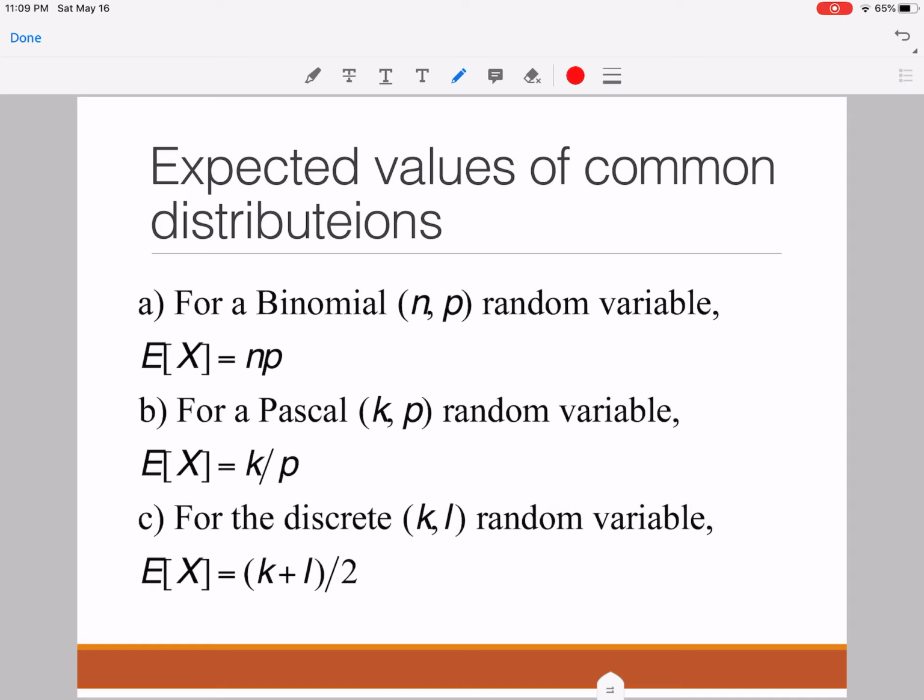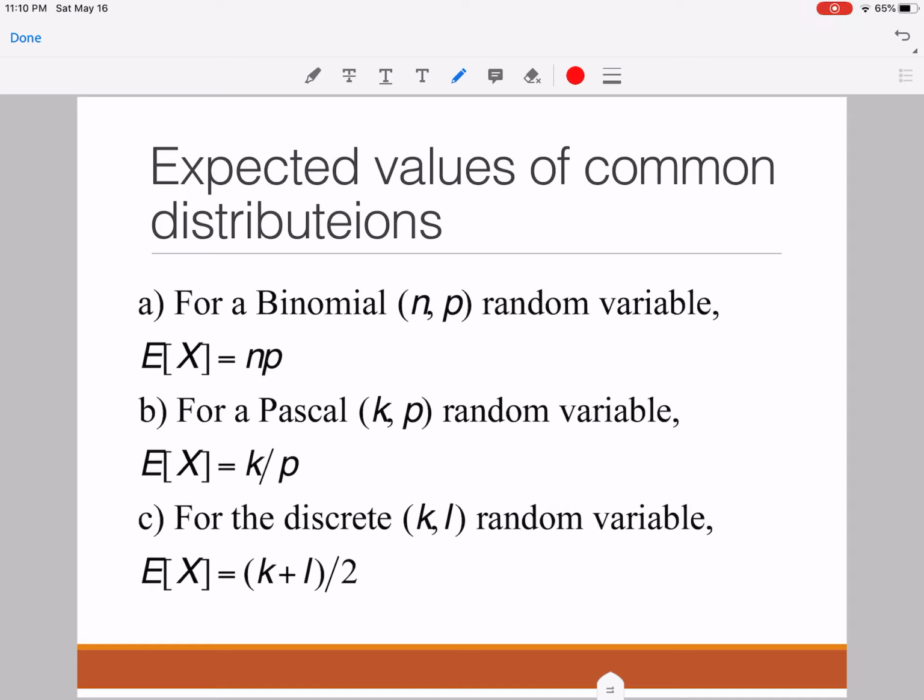The discrete random variables that we have discussed so far, the named distributions, also have their own respective expected values. For example, the expected value of a binomial random variable is n times p. For example, if I were to toss a fair coin 10 times, then the expected number of heads is half times 10, which is 5, meaning that it's 50-50. I can expect to get 5 heads. For a Pascal random variable, the expected value is k over p, and for a discrete uniform random variable, the expected value is (k plus l) over 2.